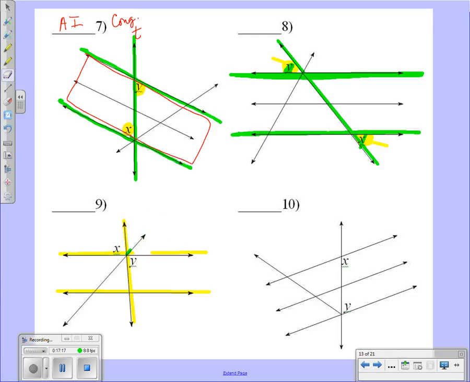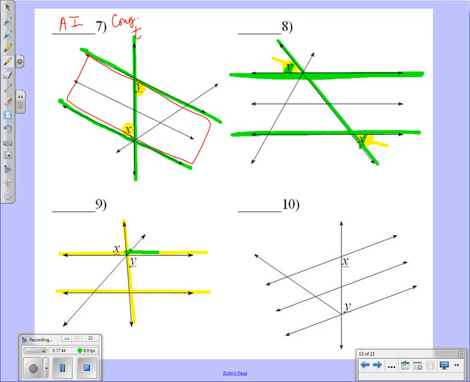Now, based upon what we have here, you'll see these are, I'm going to give you a hint, they're not alternate interior because the X is on the outside, Y is on the inside. And you can also see they're not alternating exterior. So there is another set of angles that we are dealing with that you can answer that question.